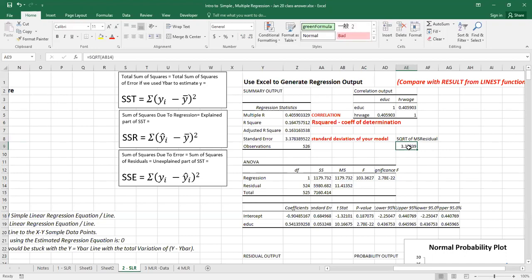So the lower the standard error, the better. If the standard error is high, it means many of our forecasts or predictions are far from the actual value. Okay? Observations, guys, this is just the count, the count of our data. Any questions so far, guys? Let me know in the chat if it's okay so far.